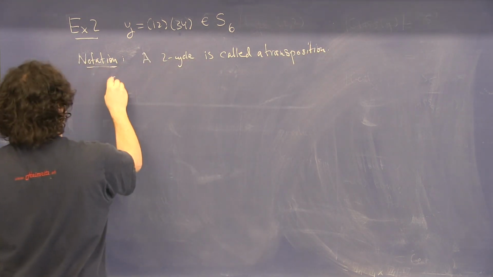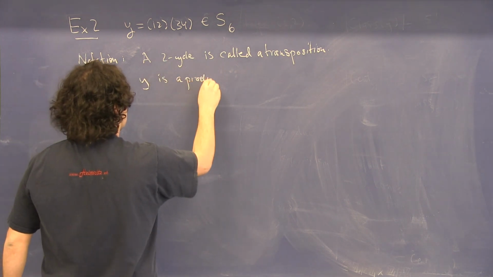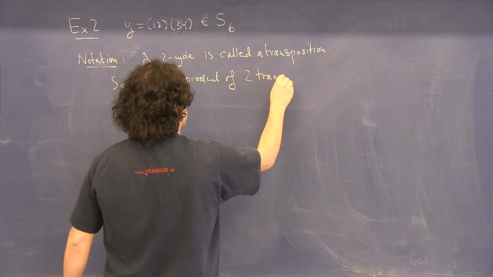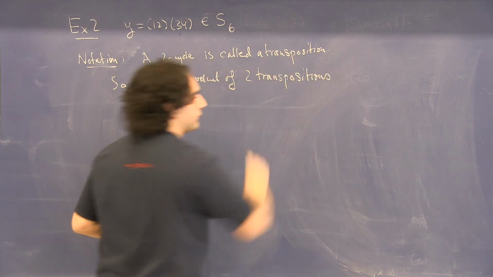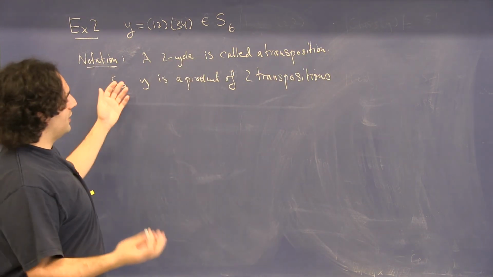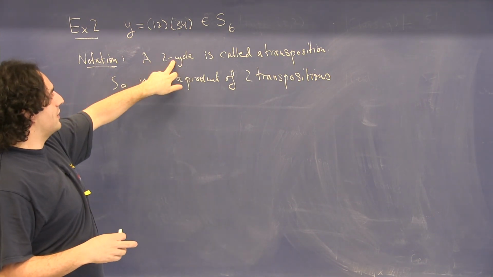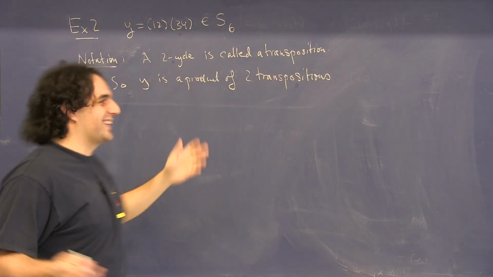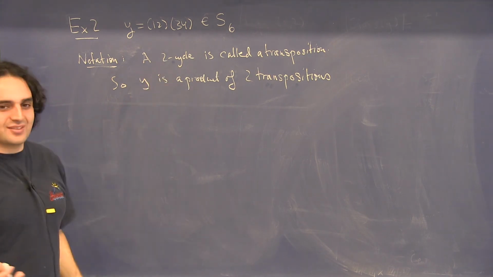So y is a product of 2 disjoint transpositions. You might wonder why we make a big deal out of recalling this thing that's short to write and writing this long word instead, but this is much more convenient, once you get used to this language.